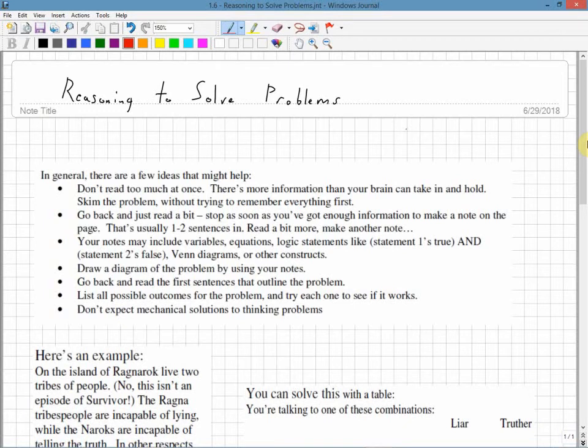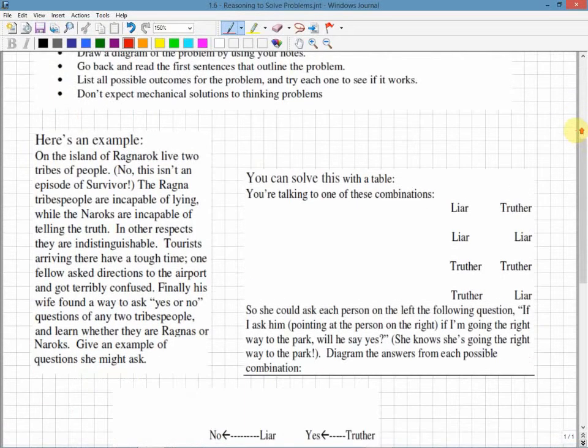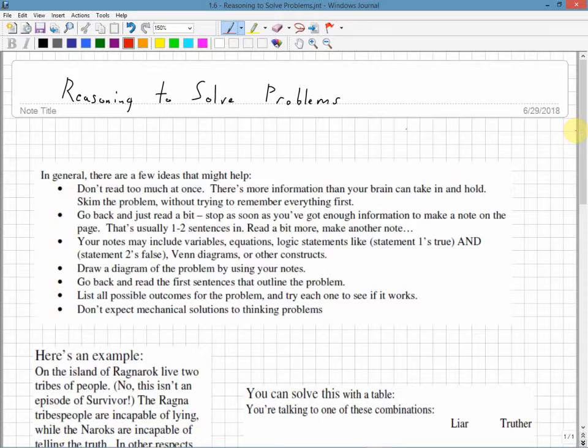Reasoning to solve problems. In general, there are a few ideas that might help. So when you're going through these questions, make sure to use a couple of guidance things for help here. Don't read too much at once. There's more information than your brain can take in. And if you look at the questions below, you have to go through bit by bit.